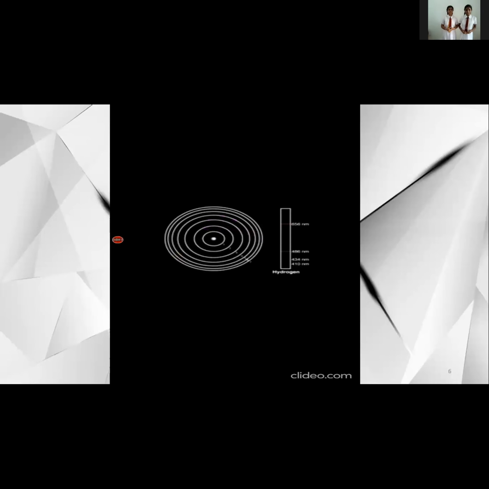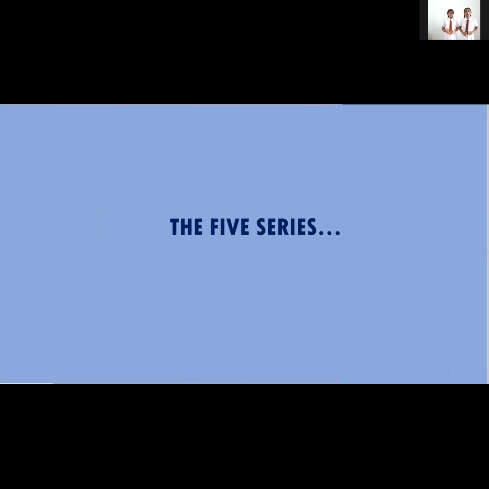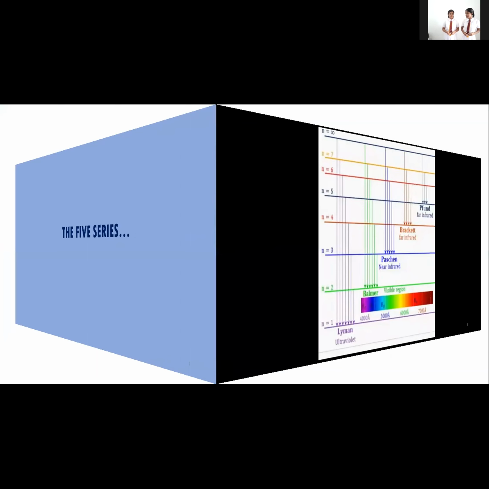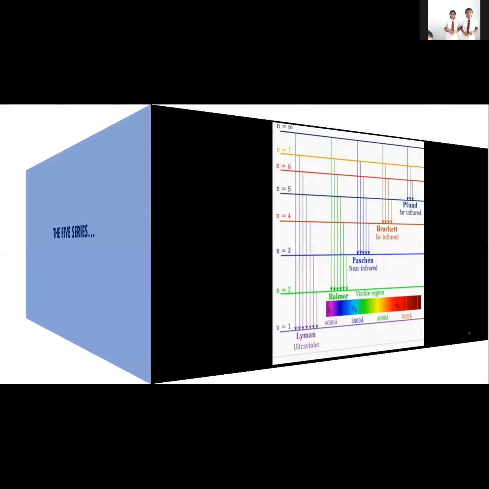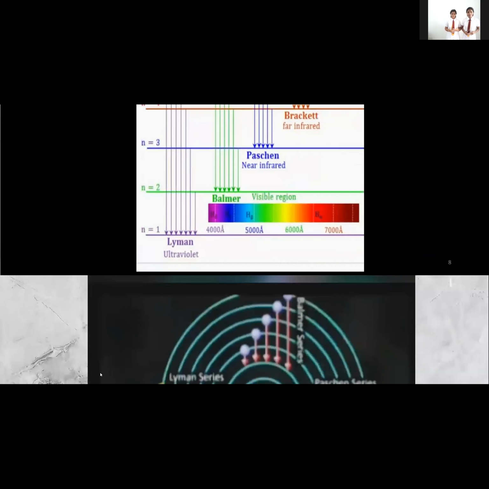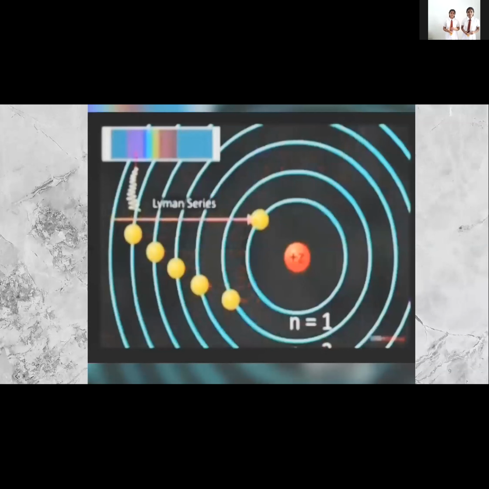Thank you all of you. All spectral lines can be categorized into the Lyman, Balmer, Paschen, Brackett, and Pfund series. So now, let us look briefly into this. As shown, when electrons fall from the upper energy levels to the first energy level, the Lyman series is obtained, and it corresponds to the ultraviolet region of the electromagnetic spectrum.